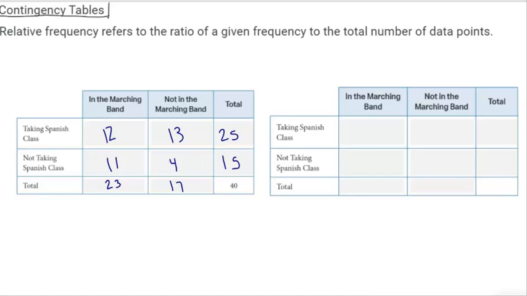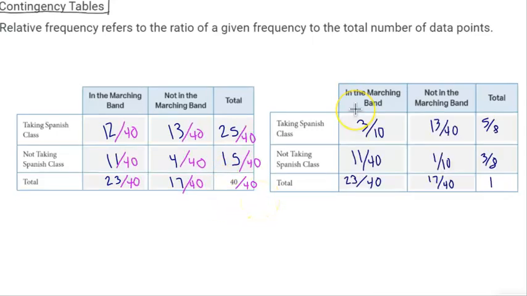The term relative frequency refers to the ratio of a given frequency to the total number of data points. For our purposes, basically just think of that as the same thing as probability. So to calculate our relative frequencies, we're just going to take each number in the table and divide it by 40. So after dividing each term by 40 and then reducing the fractions when possible, our contingency table now looks like this.